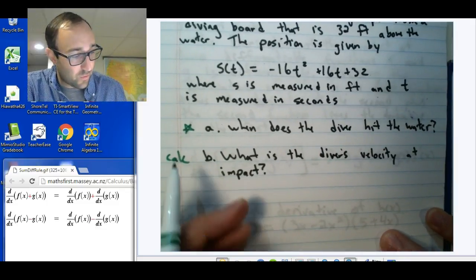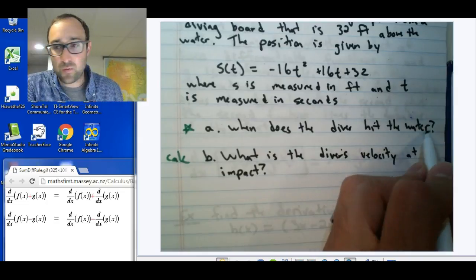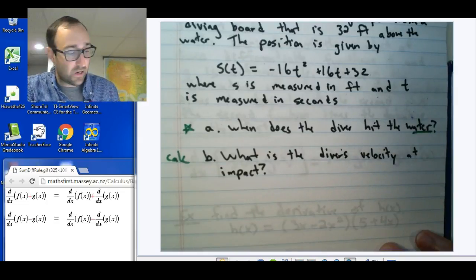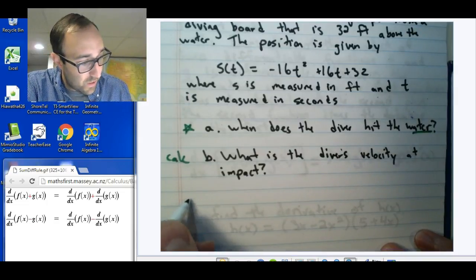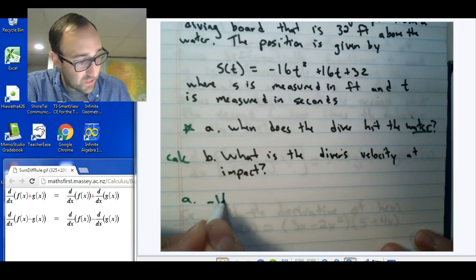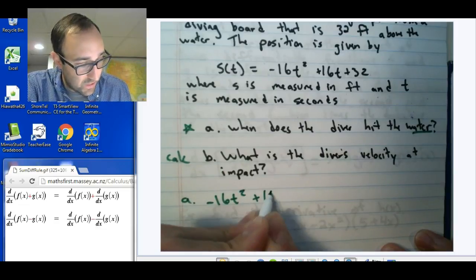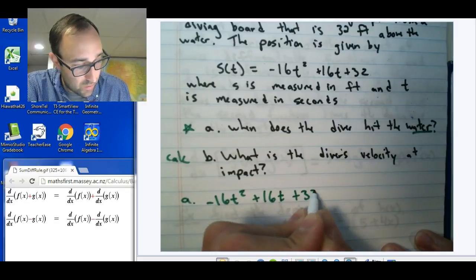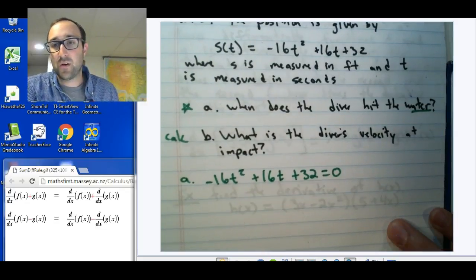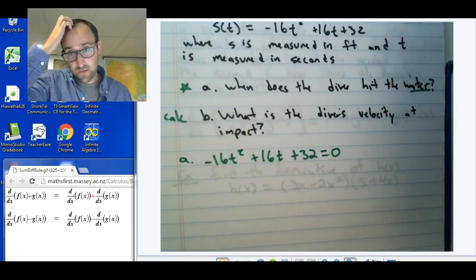Okay, so the first one we're going to do is, when does the diver hit the water? Well, that's when the distance is 0, their height is 0, so for part A, negative 16t squared plus 16t plus 32 equals 0. Now you know that you can solve this doing lots of other things, right?